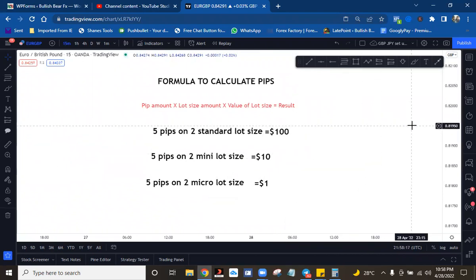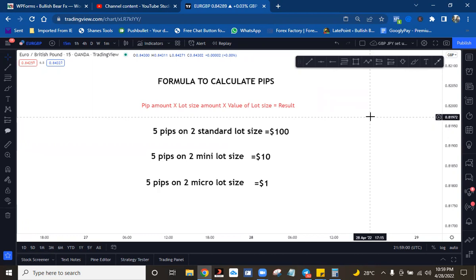So now you can see the clear difference between a standard lot size user, a mini lot size user, and a micro lot size user. A standard lot size user is actually risking $100 because he's risking 5 pips. Once you know how to calculate this, you don't need to stress yourself thinking about how much you're actually risking. If you tell somebody, hey, I took a trade with 2 standard lot size and I'm risking 5 pips, as a fellow trader I would understand that it simply means you're risking $100 on that trade.